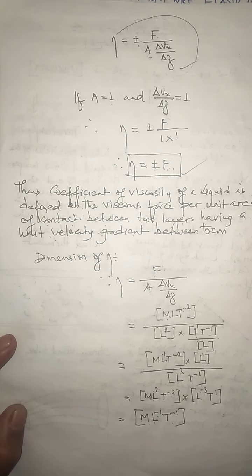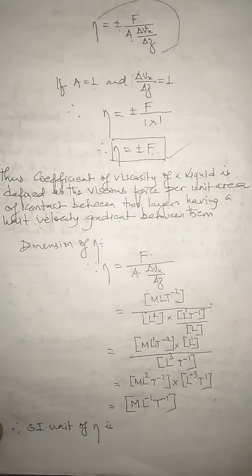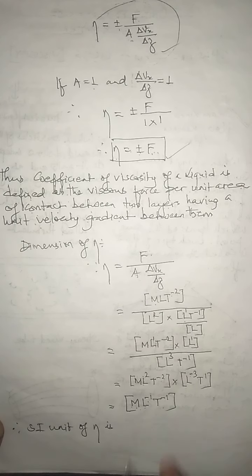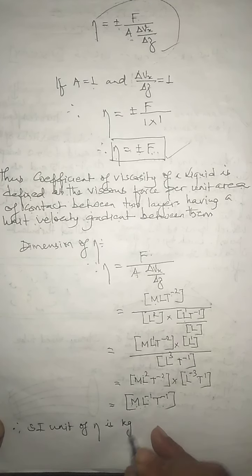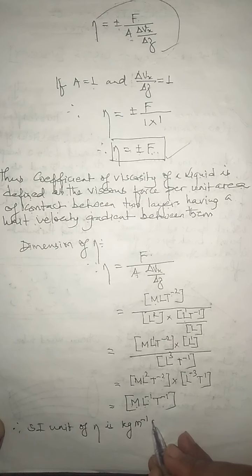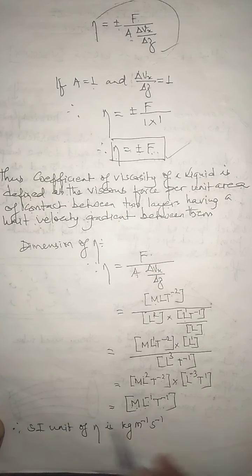Now after writing the dimension, we can even write the unit also. So we can write the unit from this relation also. And the SI unit of this coefficient of viscosity can be written from here only. M implies mass. The SI unit of mass is what? Kg. L implies length. The SI unit of length is what? Meter. T implies time. The SI unit of time is second. So you can write from this dimension also. So what is the SI unit of coefficient of viscosity? Kg per meter per second. Okay, kg per meter per second.